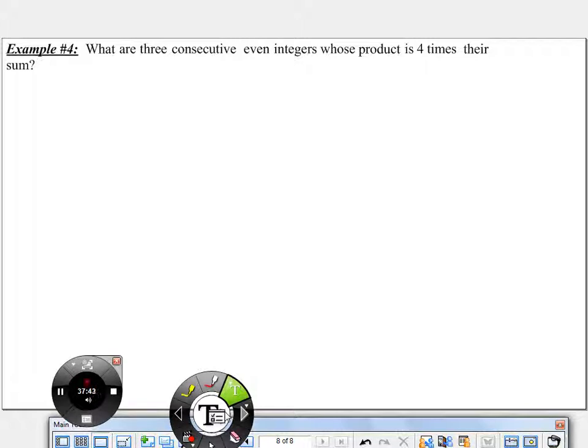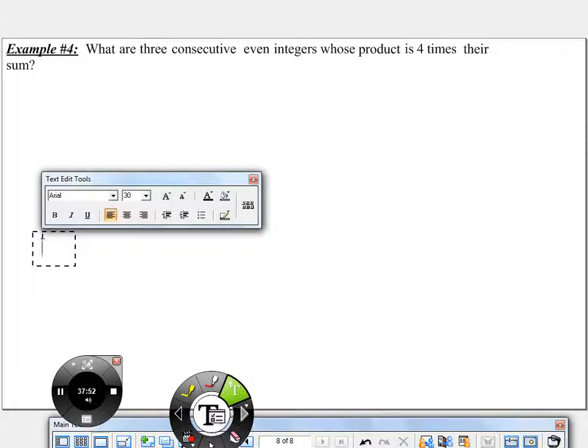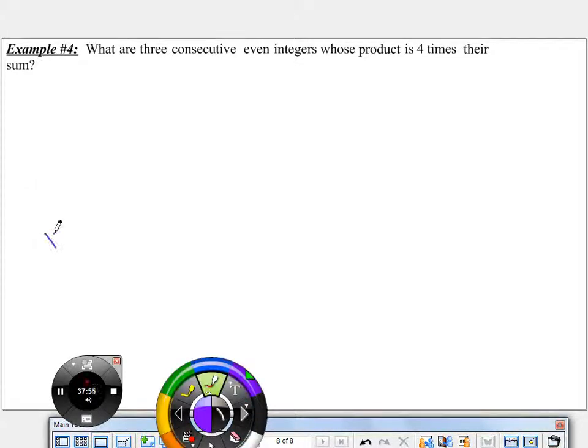So one way that we represent integers in math, you could use x or you could use n. A lot of times people use n, but we'll use x because it will help relate to what we've been doing here. If x is your first integer, I know it has to be even. So x is my first integer. What would be the next consecutive even integer? Helen? And what would be the next consecutive even integer? Good. So here are 3 consecutive even integers.